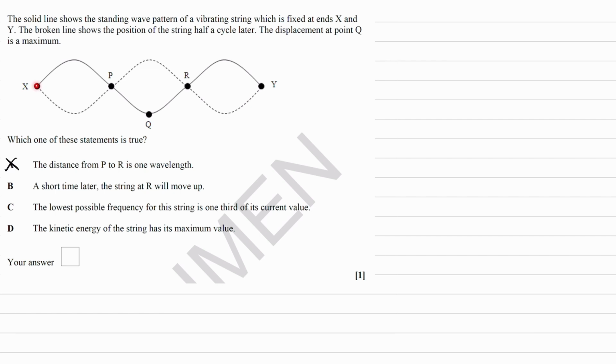Option B, a short time later the string at R will move up. At nodes, you have no displacement. So at points x, p, r, and y, you have no displacement, so R will not move up or down. It will just remain stationary, so it's not B.